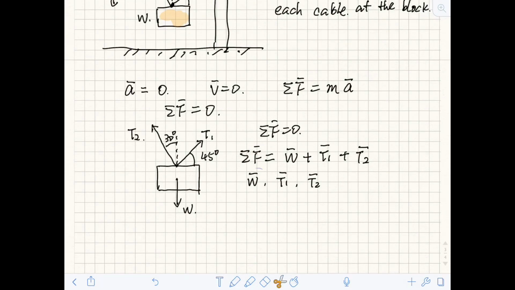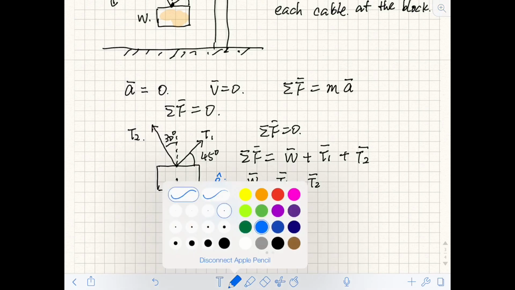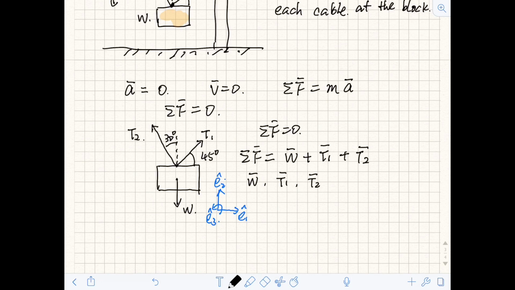In order to define vectors, we need to define some direction. So in this case, we could use some E1, E2, and E3 as the reference frame. So we know W bar has a magnitude of W, but it's in the negative E2 direction. So this is equal to negative W E2.